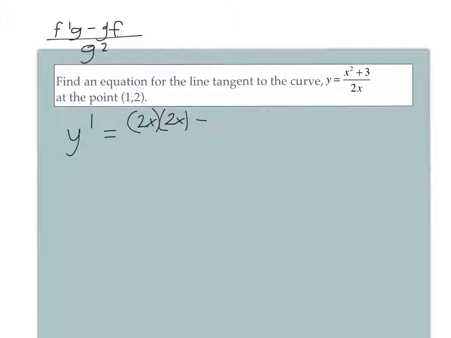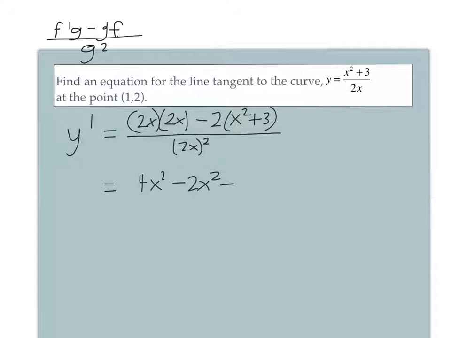What will be g prime here? 2. Thank you, Cyrus. Cyrus is the only one here today. He's acing it, though. Okay, we have 2. And then f is just x squared plus 3. And g squared means 2x squared. Okay, now if I actually do this out, I get 4x squared minus 2x squared minus 6 over 4x squared.